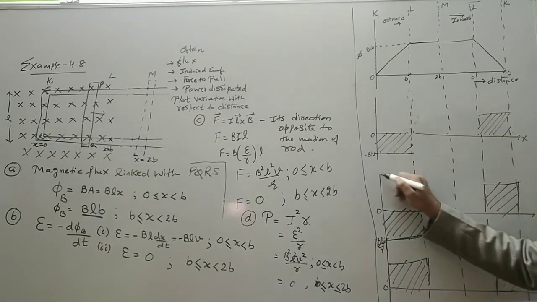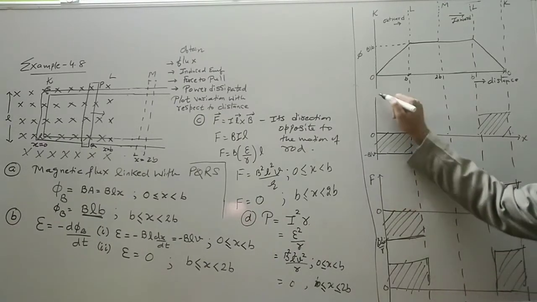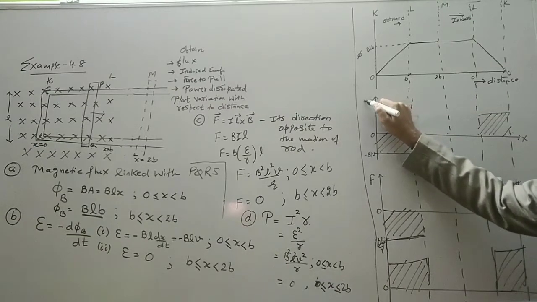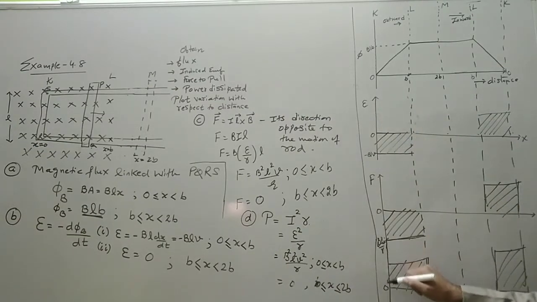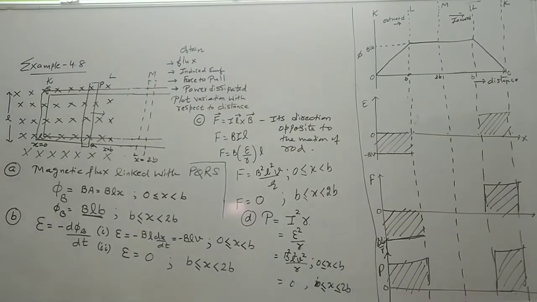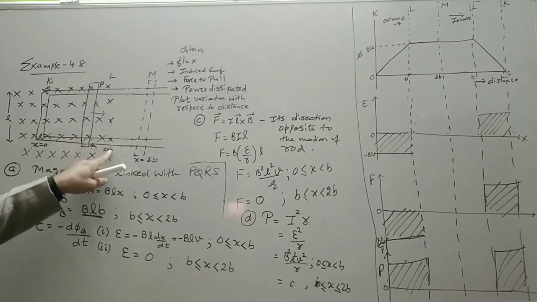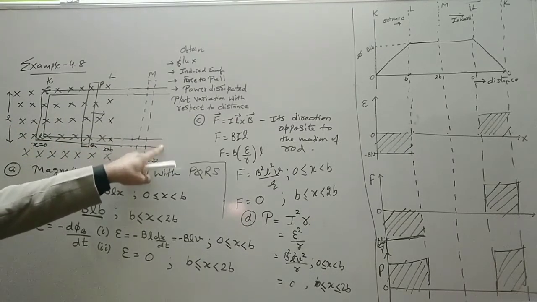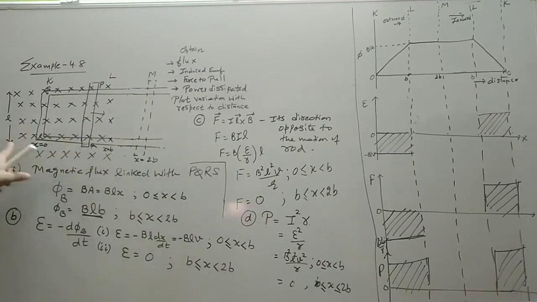So this is the graph of F versus distance. This is the graph of EMF versus distance. And this is the graph of power. So this is the plot of all the physical quantities required when the rod is moved from 0 to B, B to 2B, then from 2B to B, B to 0. A complete cycle is given.